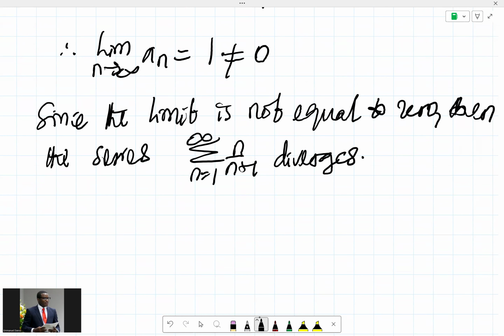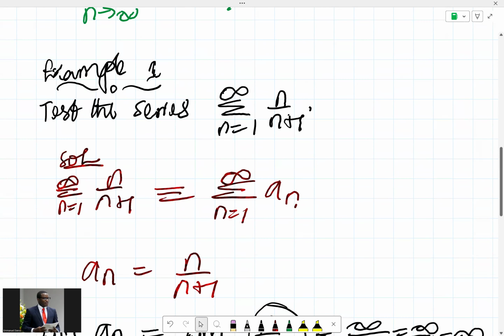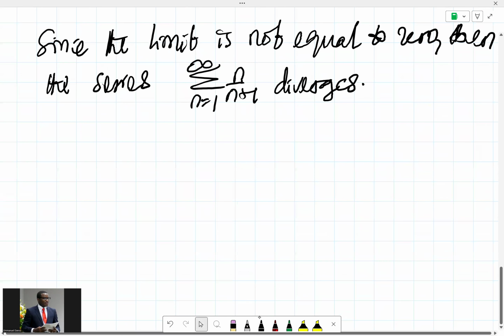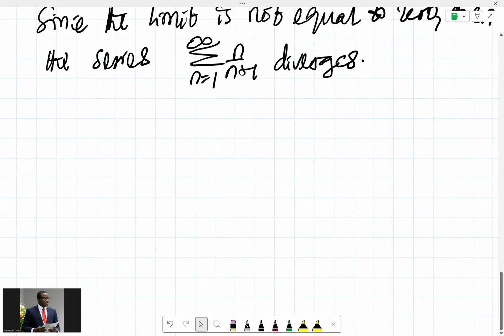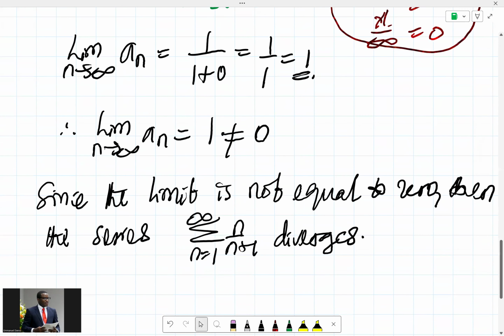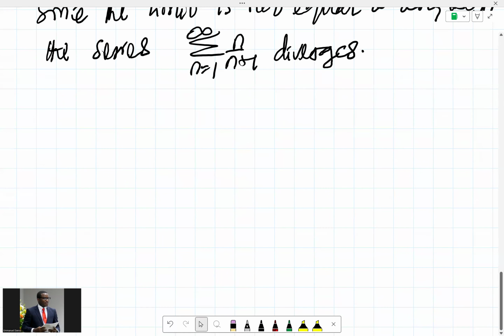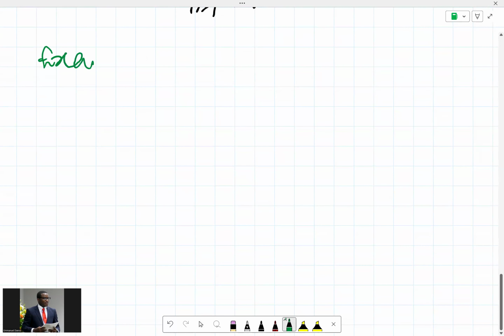So when does it converge? If it's equal to 0, we know it is inconclusive, right? So if it's 0, we say it's inconclusive. Okay, so that's one example. Let's see another one. So now this diverges. Let's take example 2.